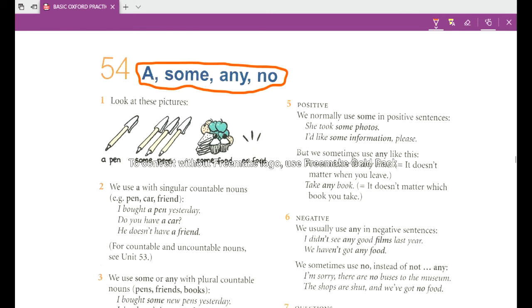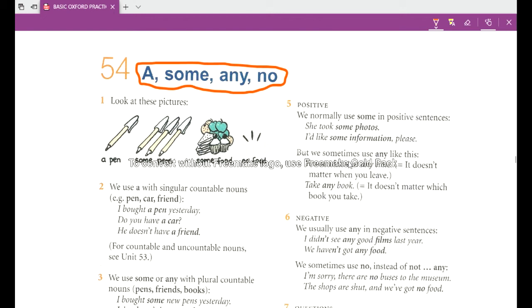But we sometimes use any like this. You can leave at any time. Okay? It means it doesn't matter when you leave. Take any book. It doesn't matter which book you take. Okay? Try to understand here. Here, any time, it doesn't matter when you leave. When I say you can leave at any time, it means now, or after, you may leave.